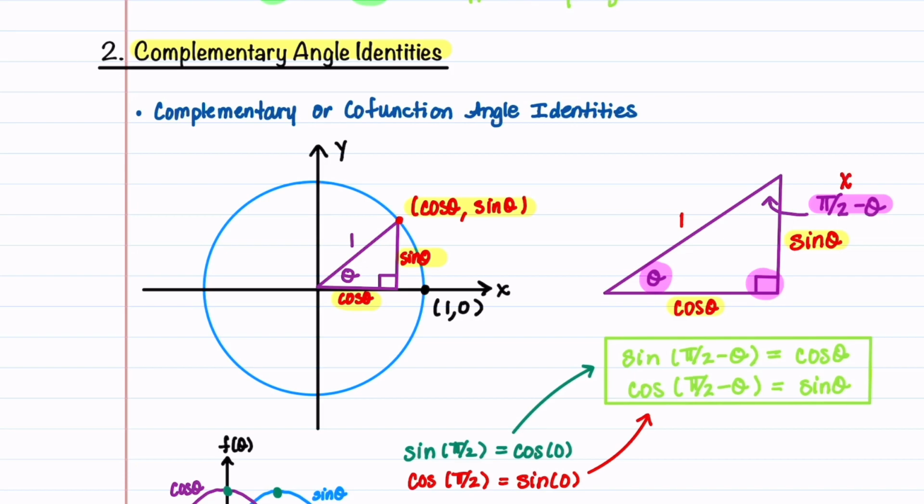The sine of pi over 2 minus theta is equal to the opposite divided by the hypotenuse, which is cosine theta. Cosine of pi over 2 minus theta is the adjacent side divided by the hypotenuse, and that's equal to sine theta.